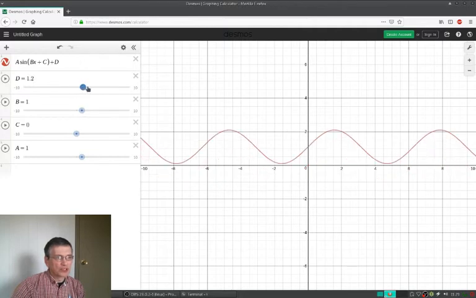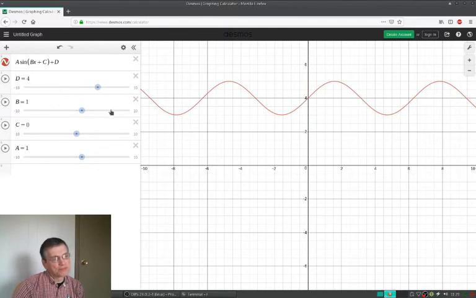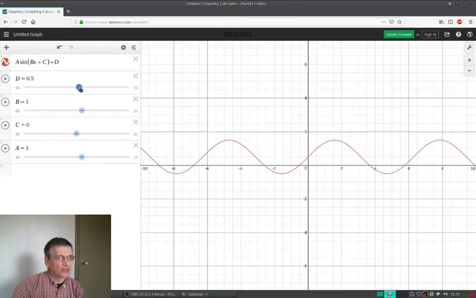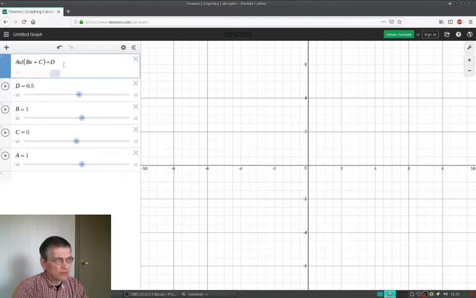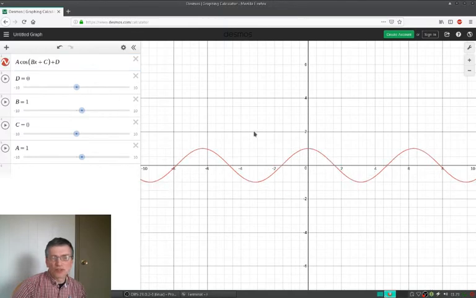And D pushes it up and down. So if D was 4, it oscillates about 4. Okay? It's a nice thing here. You can play with it and see what all these different things do. This is pretty much all we can do to a single sine function. This works too for cosine. We can push cosine up and down. Just cosine, when sine starts at 0, cosine starts at 1. It goes down this way.